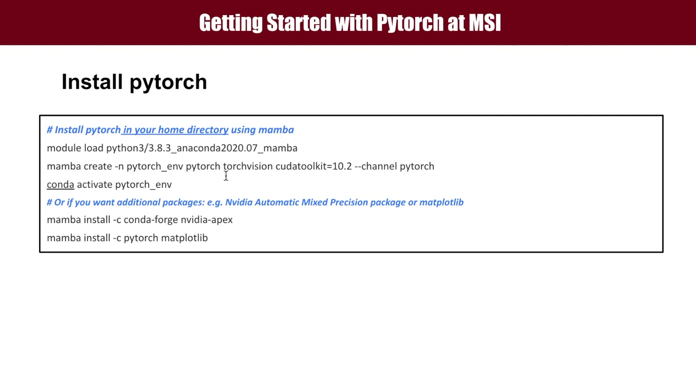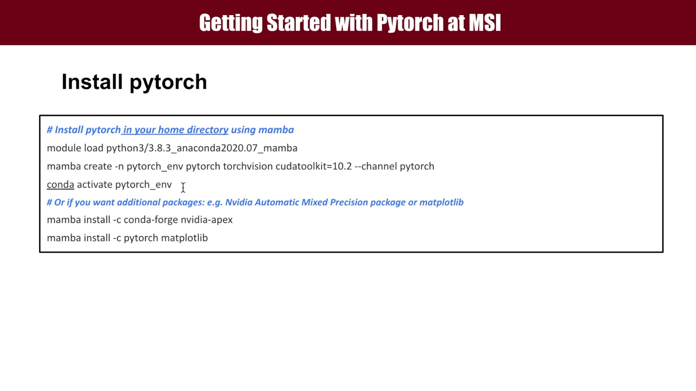And after that, you could give it the names of the packages that you want to install. Here I have PyTorch, Torch Vision, CUDA Toolkit 10.2. And then I give a channel option, which is the PyTorch channel. And then after that, it's going to take a while. And then you want to activate the environment by using conda activate PyTorch_env. And this will bring you directly to the PyTorch environment.